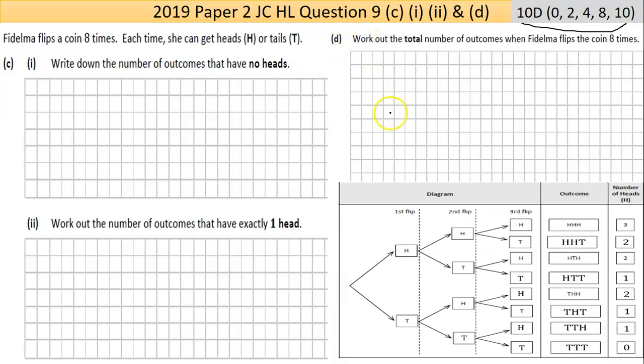Okay, I'm just confused. So part D there says work out the total number of outcomes when Fidelma flips the coin 8 times. Now, if Fidelma flips it 8 times, there's 2 possibilities, and flips it again, so it's 2 times 2, and again, so it's times 2. So the word and in probability means multiply. Now, a simple way of doing that is 2 to the power of 8, which is the same thing as multiplying 2 eight times. And that comes out as being 256.